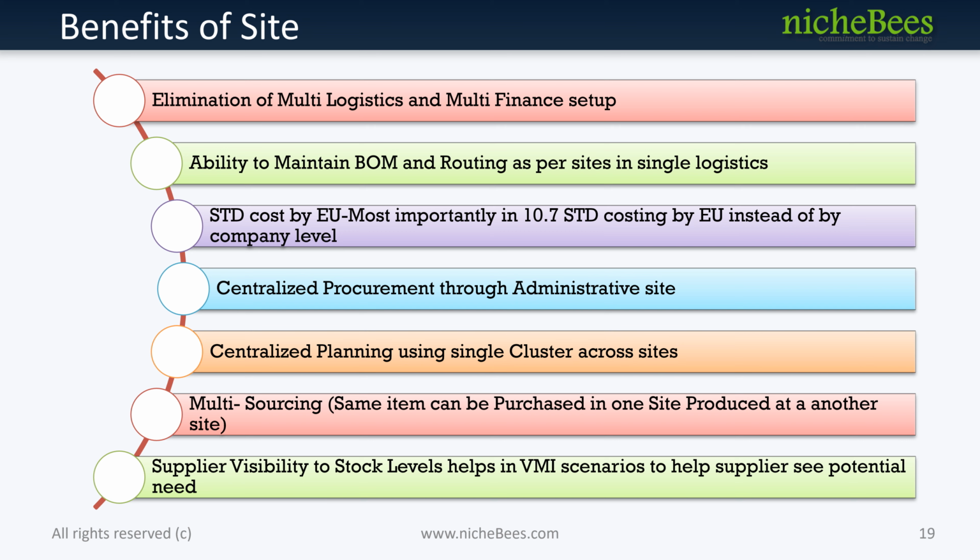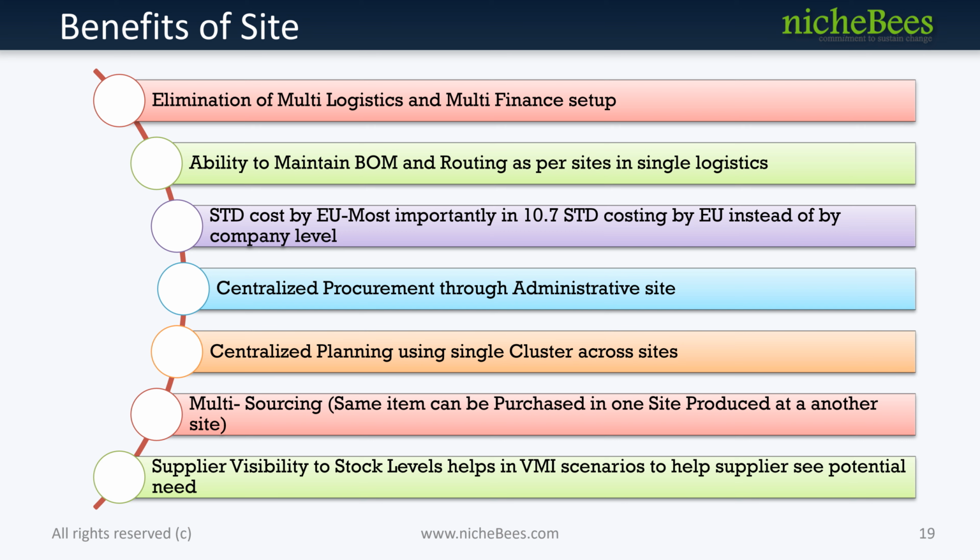Seventh, supplier visibility to stock level helps in the VMI scenario to help the supplier see potential need at a specific site. And at the end, I would summarize and say that with the LN site, companies would be capable enough to minimize diseconomy of scale. How?